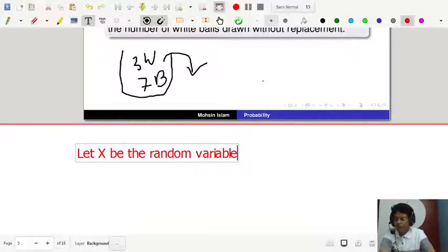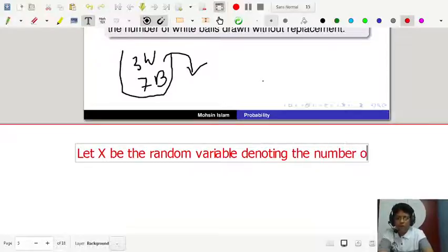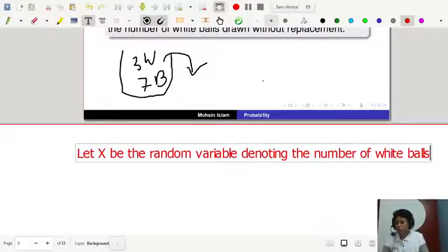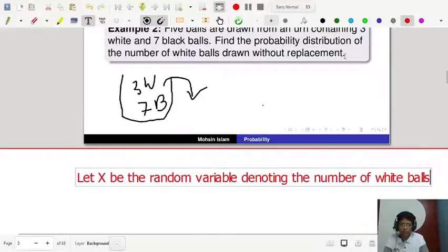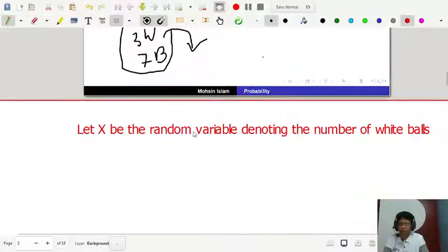Random variable denoting the number of white balls drawn from the urn without replacement. You have to write also without replacement. So what is the spectrum of the random variable in this case? Again you have to write the spectrum.